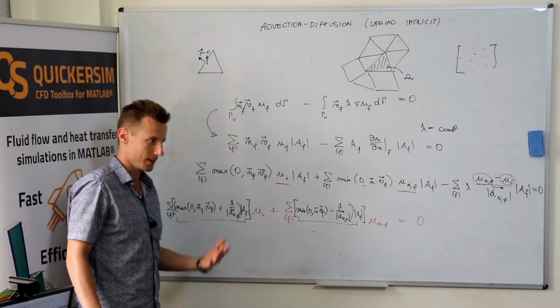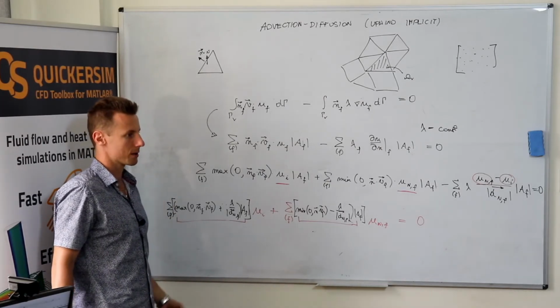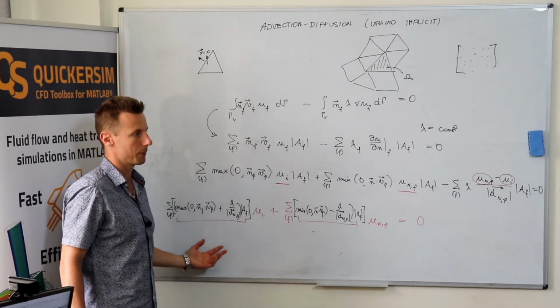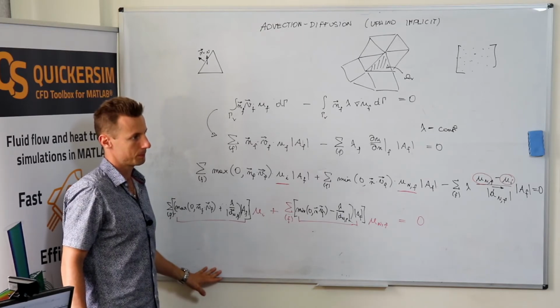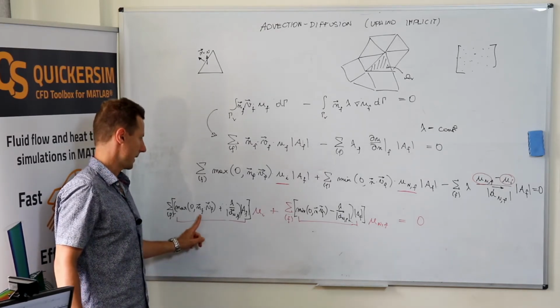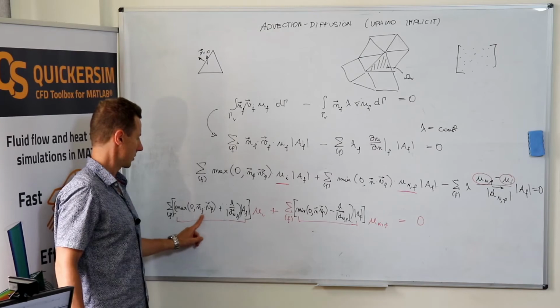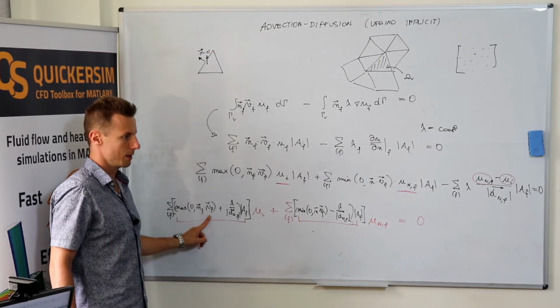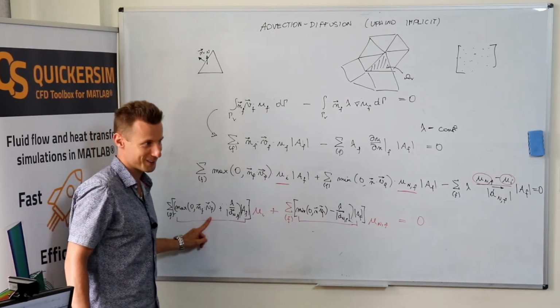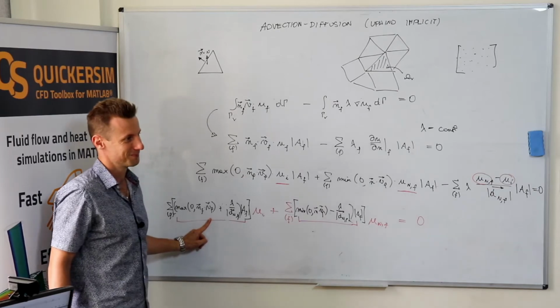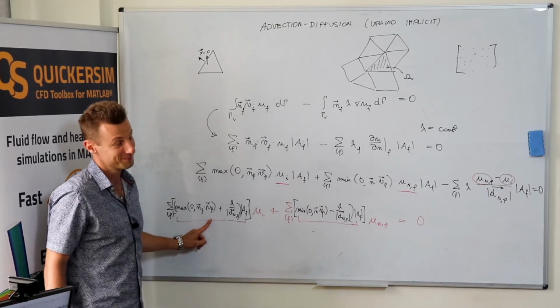It's nonlinear. Where does the nonlinearity come from? From the upwind scheme. Yes. So you need to have the velocity to calculate coefficients of the matrix. That's the problem. How do you deal with that? You take them from the previous iteration.